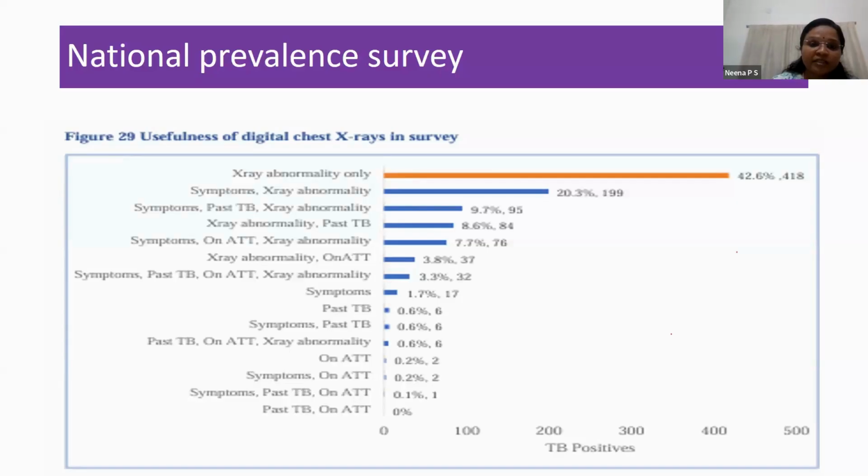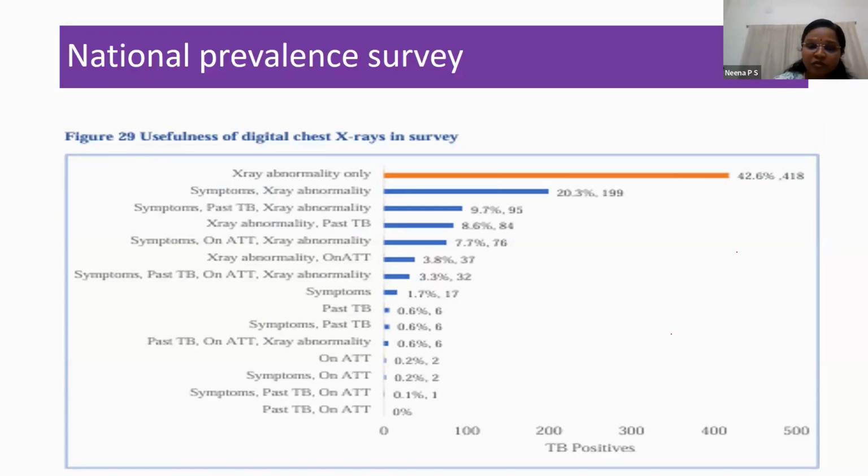This survey showed that even among patients with no symptoms, a significant number, 42%, had X-ray abnormality. Even without symptoms, the survey could pick up lesions on the X-ray, and those patients turned out to be TB positive also. With symptoms, 20.3% of the patients had an X-ray lesion. So this is the importance of X-ray.